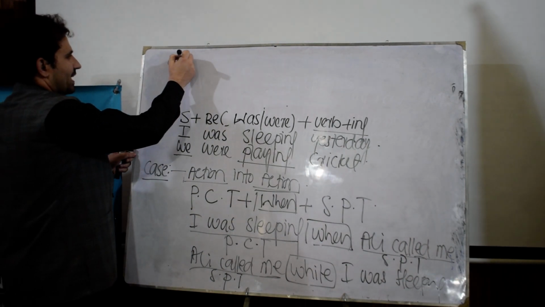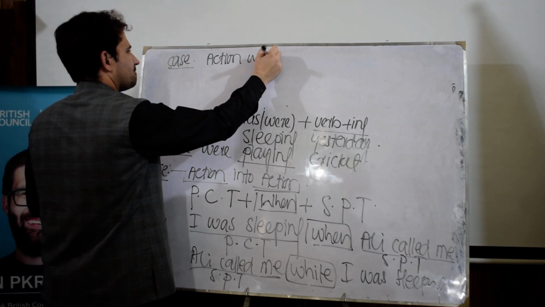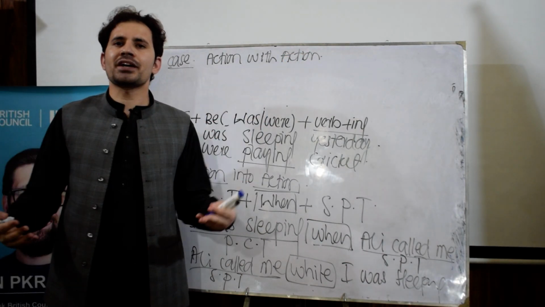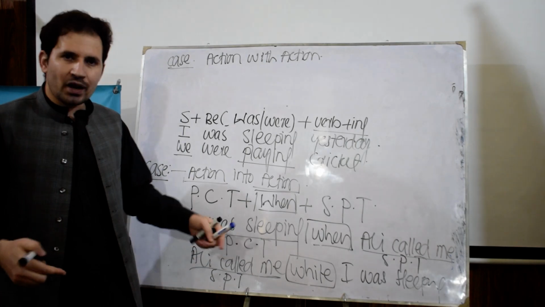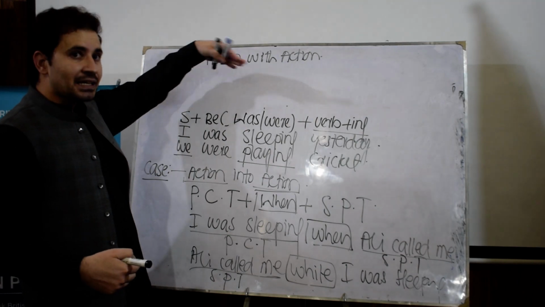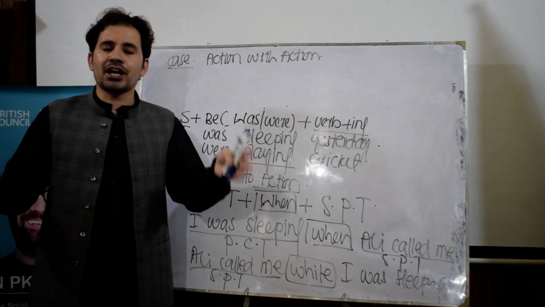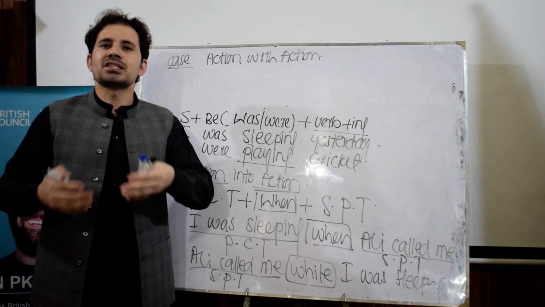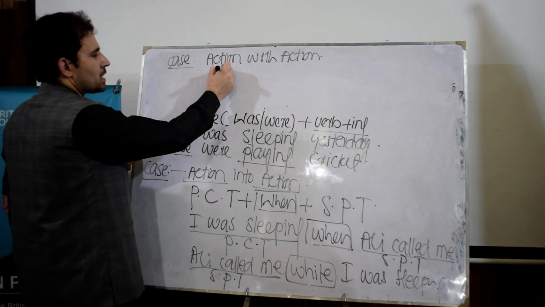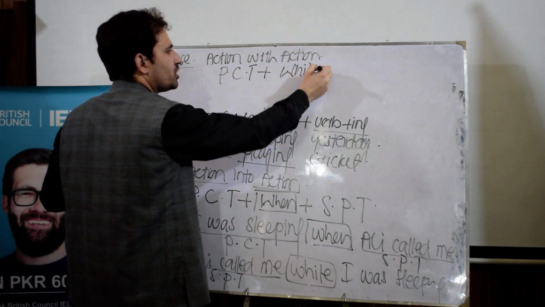Another case we want to talk about, action with action, like two actions were in progress in the past. In the previous case, we studied one action that was in progress in the past when another action happened. But now we want to move to another case: past continuous can also be used for two progressive actions, when two actions are happening simultaneously, at the same time, both together. So we will be using this formula for that, past continuous tense plus while. In this case, we only use while, not when.